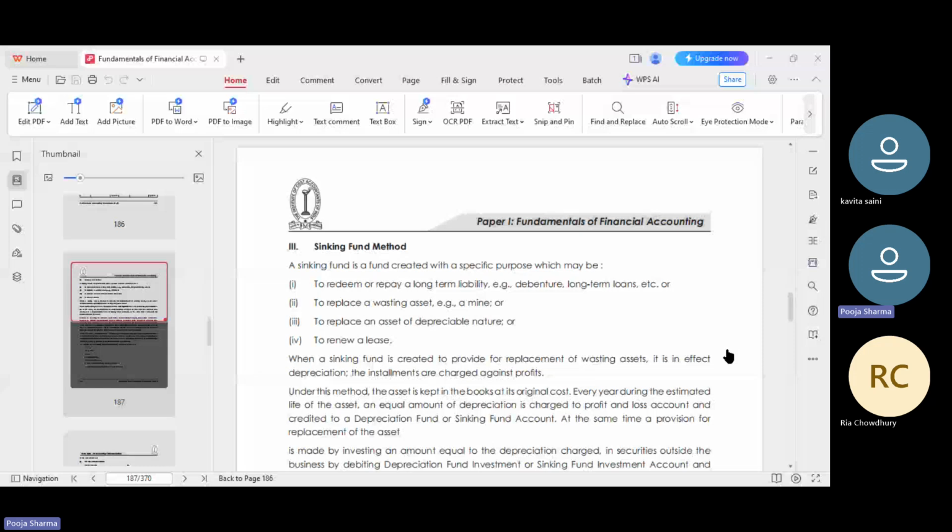There are some illustrations based on this concept. For the sinking fund investment account, we have given illustration number 5. Tomorrow we will solve it with the PPT. So friends, today we have covered up to the sinking fund method.